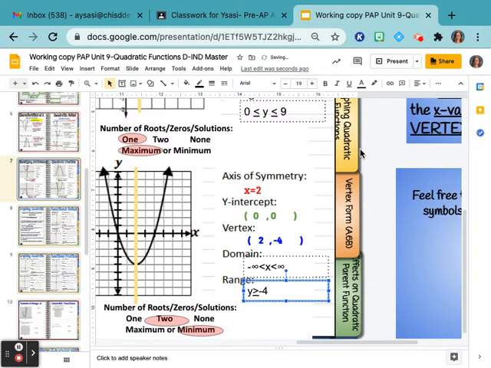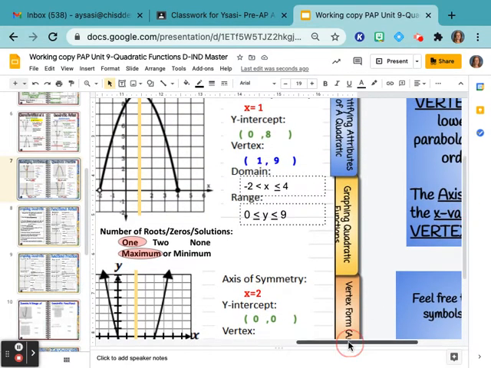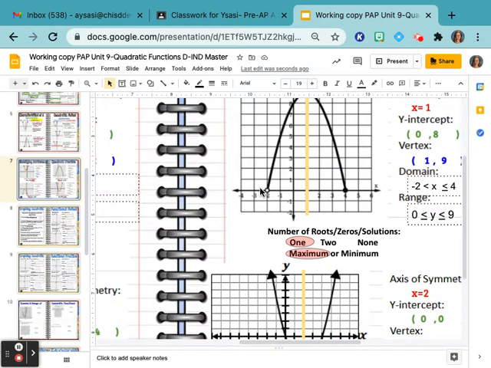But Mrs. Saucy, on the third one, how is there only one root? Oh, I didn't go over that part. Is this one actually included? Nope. It's not actually included because of that open circle. That's why it's only one root. Great question. Game changer, I know.